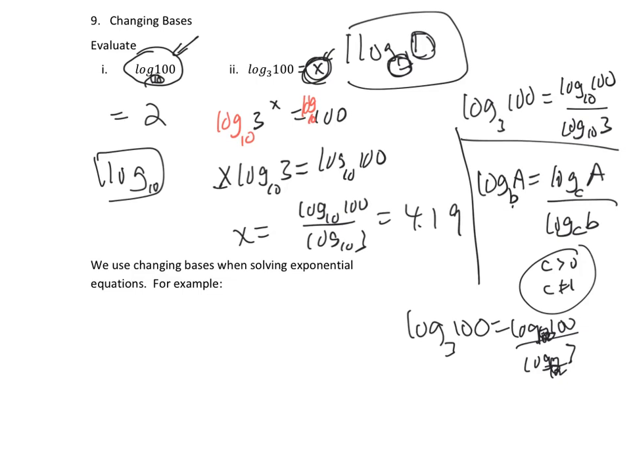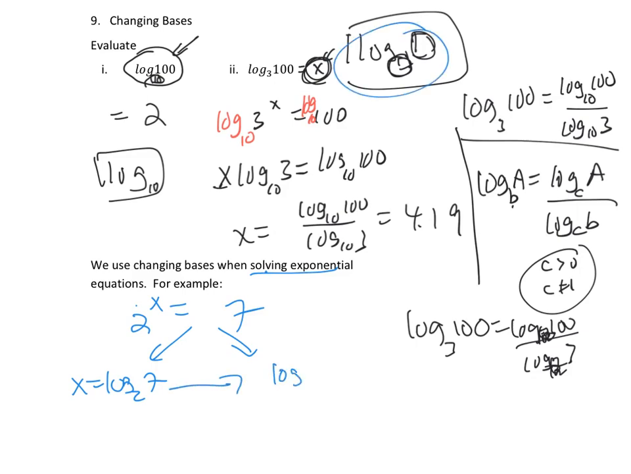So we use changing bases when we solve exponential equations. So let's just say you had, for example, 2 to the power of x is equal to 7. In this case, you've got a couple of ways to solve for this. Some students with a special calculator can go directly into log form, where you have x is equal to log base 2 of 7. Or if you have this format but don't have that special calculator button here, you can change bases to log 7 divided by log 2. I don't have to put the 10 here because it's automatically the default 10.